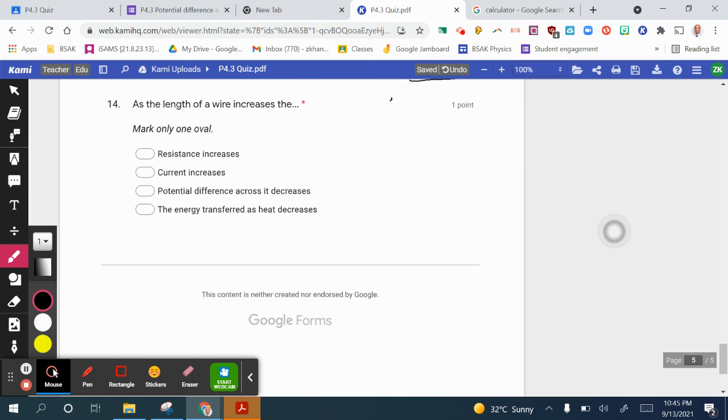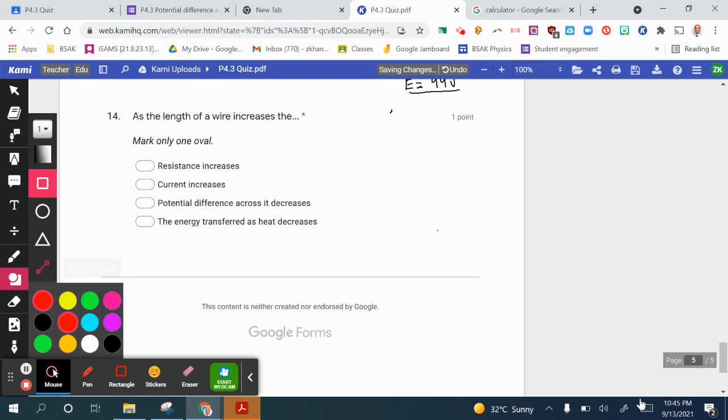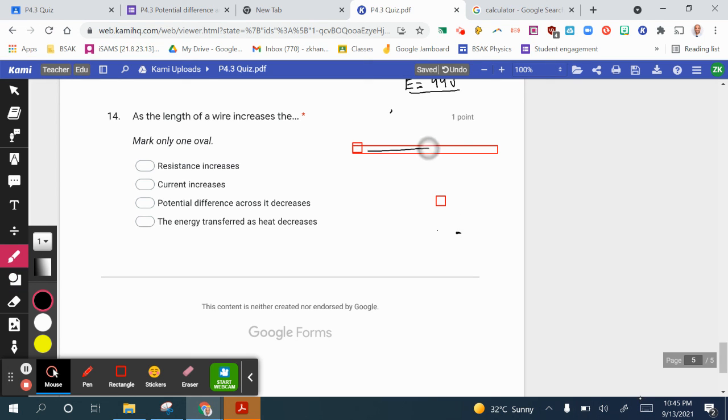So the next question: as the length of the wire increases, what happens? As the length of the wire increases, the longer and longer a wire gets, there are more electrons that are moving along the length of the entire wire. So there's going to be more collisions that the electrons will undergo when they move from this side to this side, and they will have a larger resistance overall as they pass through that particular wire.